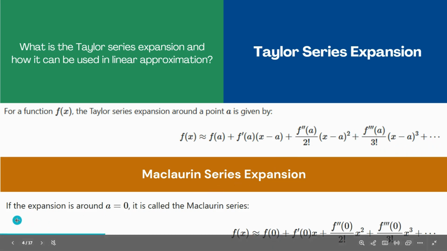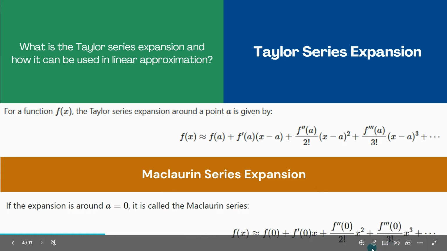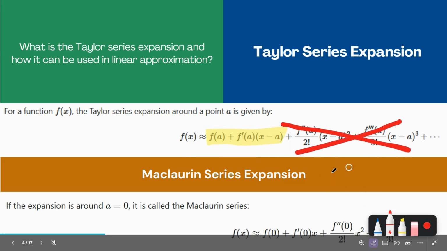If the expansion is around a equals 0, it's called the Maclaurin series. So it's not too much different, just a equals 0. Linear approximation is the simplest case of this series. It uses only the first derivative. So to use this series in linear approximation, we only need these two terms, and we just throw the other terms away.